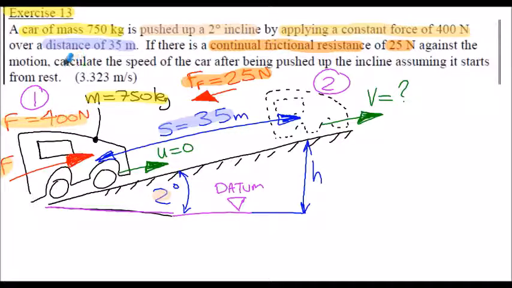We've got to calculate the speed of the car after being pushed up the incline. So that's this speed here we're trying to find, assuming it commences from rest. So initial velocity is 0. So as we can see from the information given, we need to find the vertical height h that the car moves through as it progresses up the incline of 35 meters at 2 degrees to the horizontal. Notice I've stated that the datum is at the bottom of the incline, the lowest point in our system as usual. So the first thing we need to do is to try and calculate the vertical height h, I suggest.